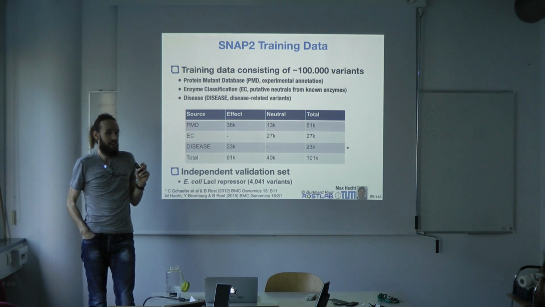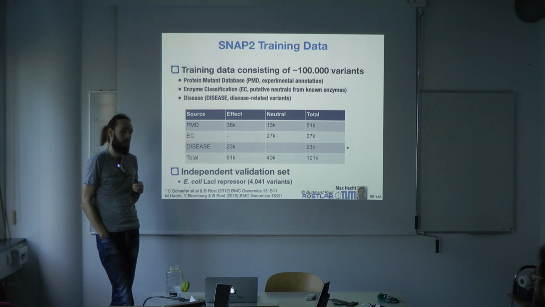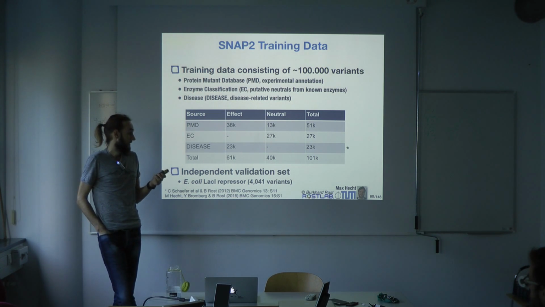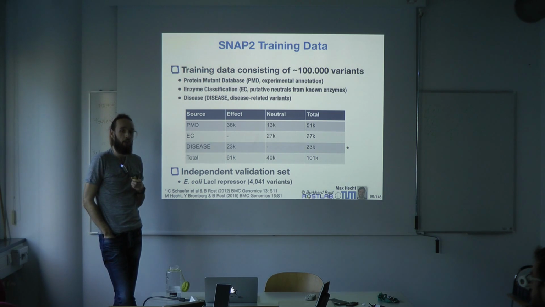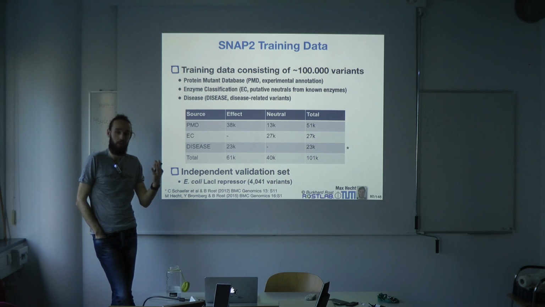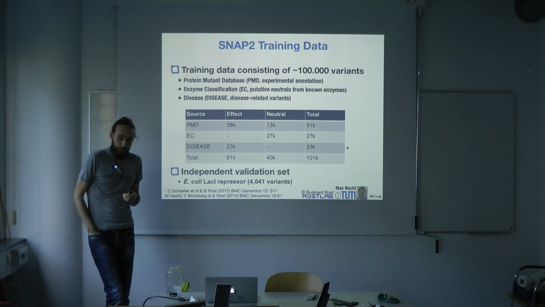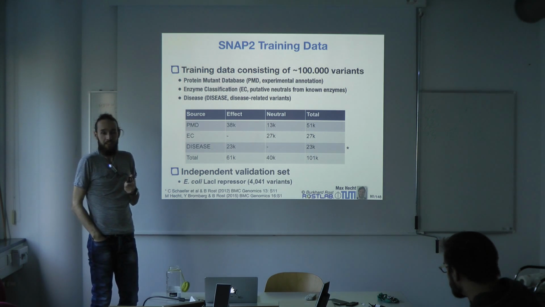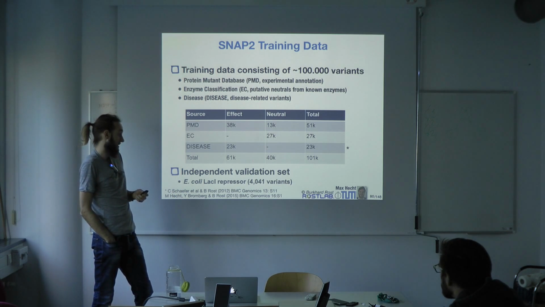The data set, same idea. We have the variants from the protein mutant database, we have the variants from the enzymes, and the neutral variants we created. And on top of that, he used what's new now, disease variants. So he looked at OMIM, the database of Mendelian diseases and variants that cause these diseases, and he just added those variants as well. So high effect variants, you could say, because it's a single variant that causes a disease. They are now also part of the data set.